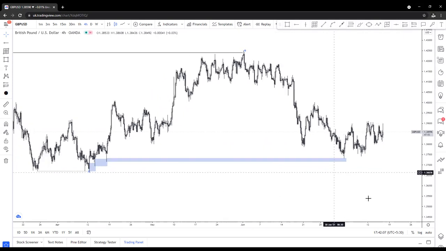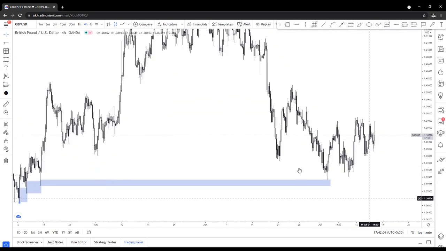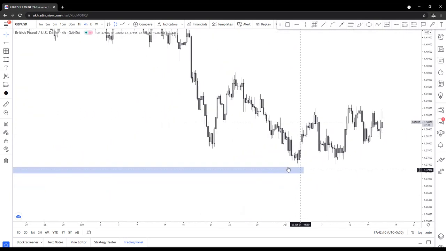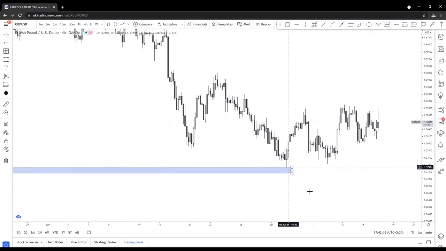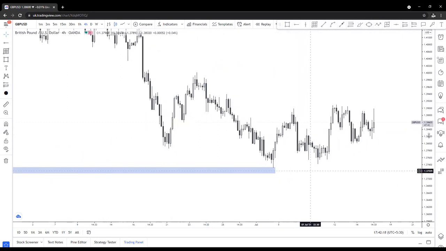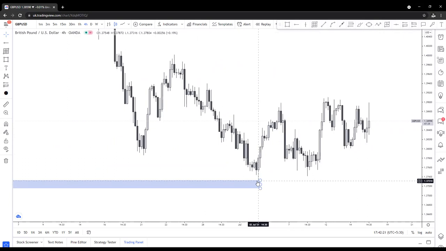I wanted to buy from here, but this happened with news. During news, spreads will widen up. So we cannot buy it from this low right here. So I bought it from here.